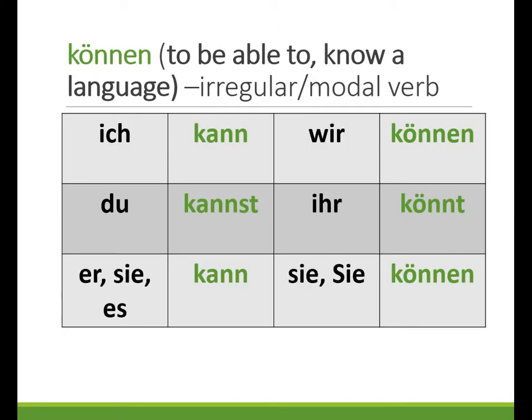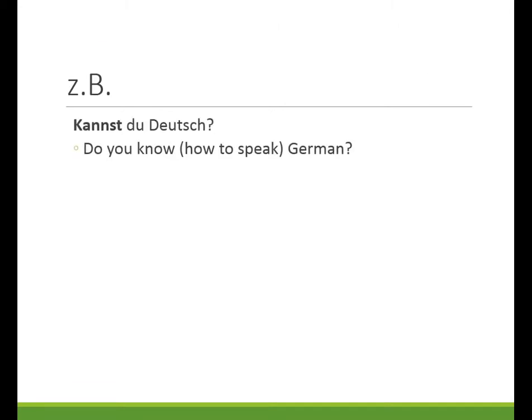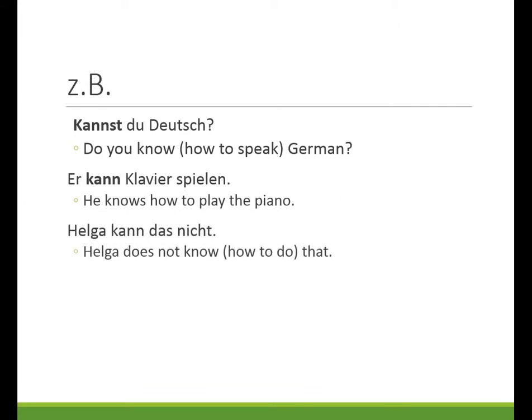And können, which we've seen as a modal. We already know this is irregular with a stem vowel change. Ich kann, du kannst, sie, es kann. Wir können, ihr könnt, sie können. So, kannst du Deutsch? Er kann Klavier spielen. Helga kann das nicht. Was könnt ihr?